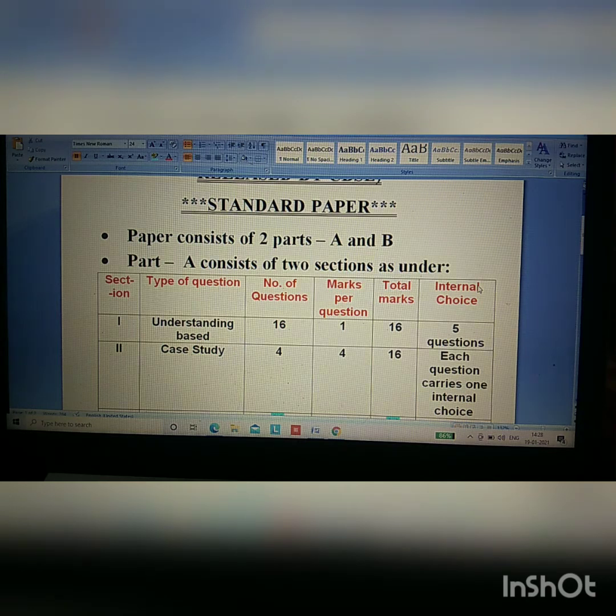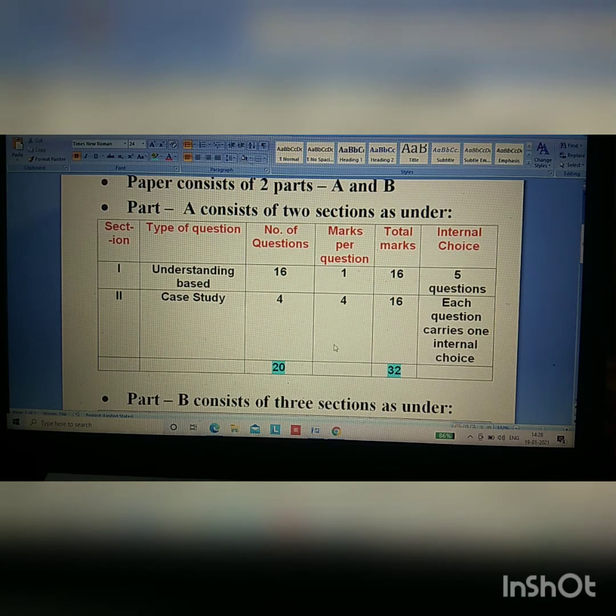Part A consists of 2 sections. Section 1, understanding based, 16 questions carrying 16 marks. Section 2, case study, 4 questions carrying 4 marks per question, that is a total of 16. So in this way, part A consists of a total of 20 questions and the weightage of the marks is 32.